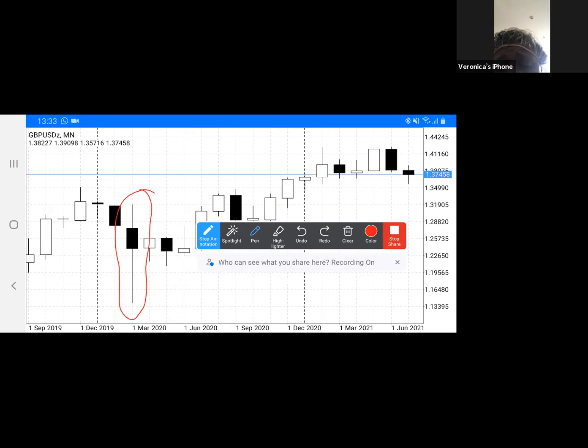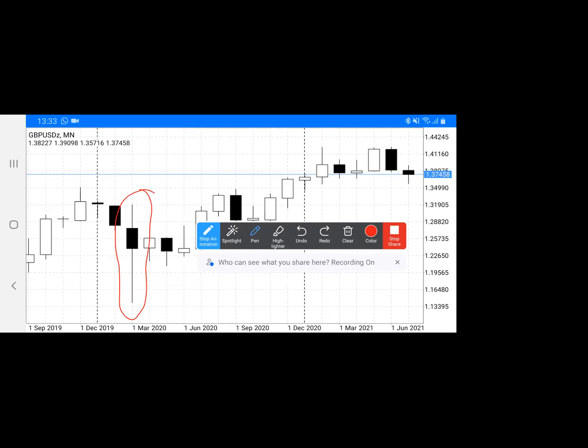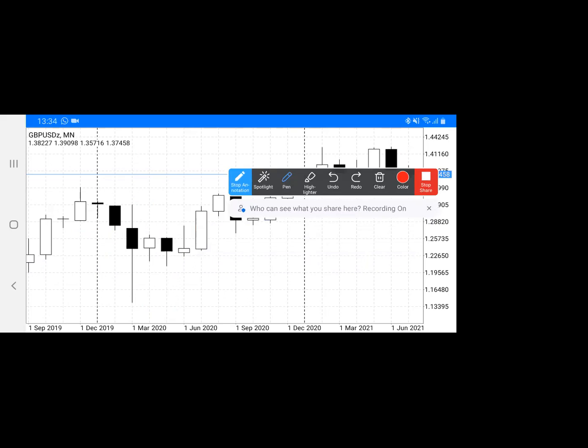So if this is January, February, this one here is March. You see it at the bottom, March 2020, right? So this candlestick tells us what happened during the month of March 2020, and we can see that this candlestick tells us 5 pieces of information.